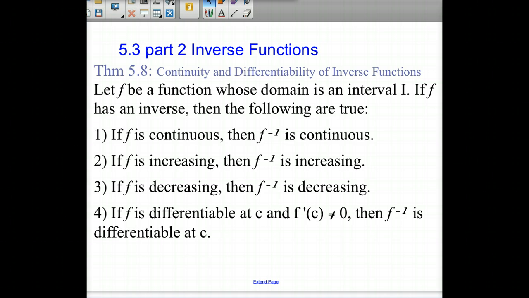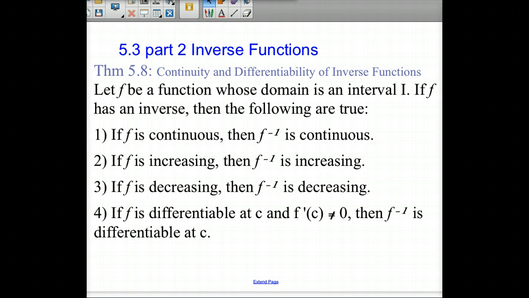So f is a function whose domain is some interval I. If f has an inverse, then number one, if f is continuous, then the inverse of f will be continuous. If f is increasing, then the inverse will be increasing. Likewise, if f was decreasing, then the inverse is decreasing. And remember, a function can only have an inverse if it's always increasing or always decreasing on its entire interval.